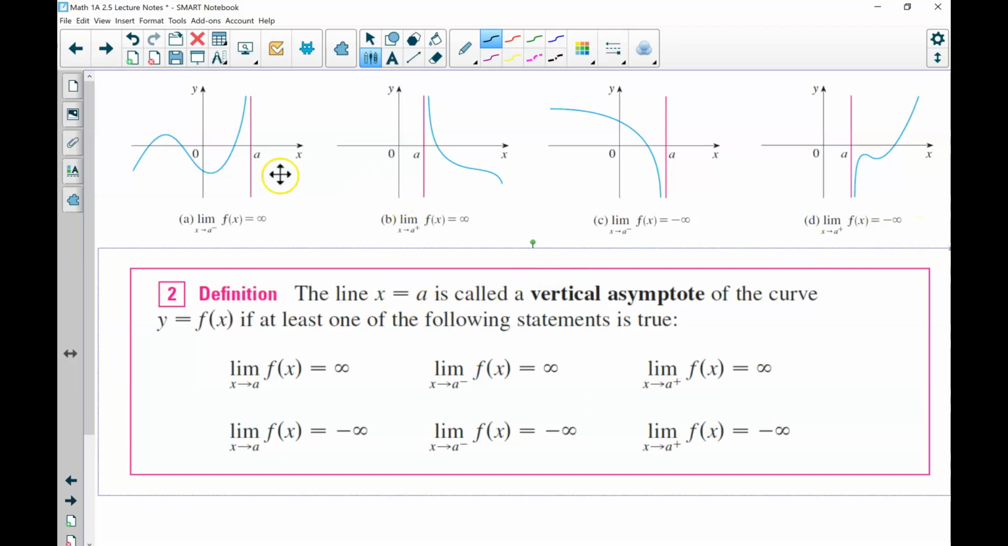So the line x equals a in all 4 scenarios is called a vertical asymptote of the curve y equals f of x if at least one of the following statements is true. You have the limit as x approaches a is infinity, whereas if it approaches a from the left and from the right, it's approaching positive infinity. As the limit as the function approaches a is negative infinity, then as x approaches a on the left and on the right, it's approaching negative infinity.